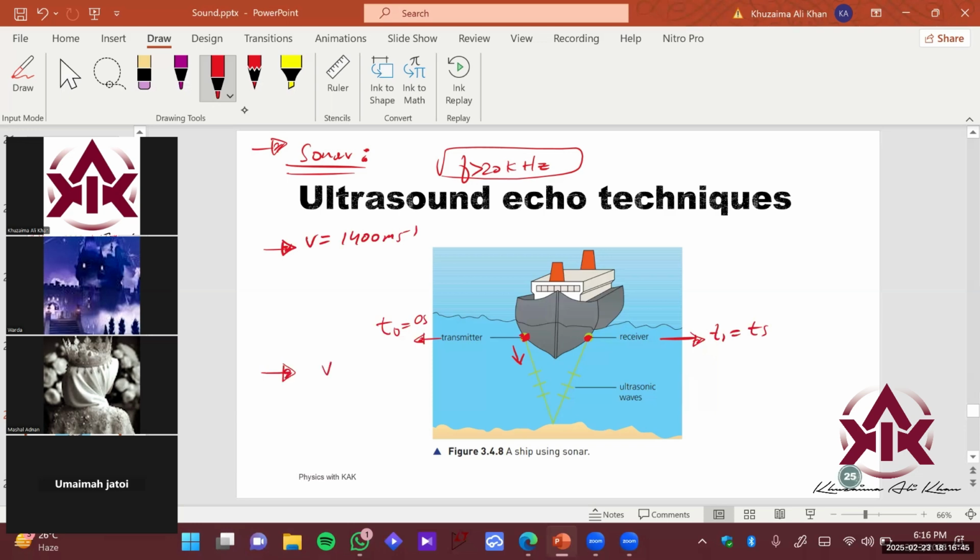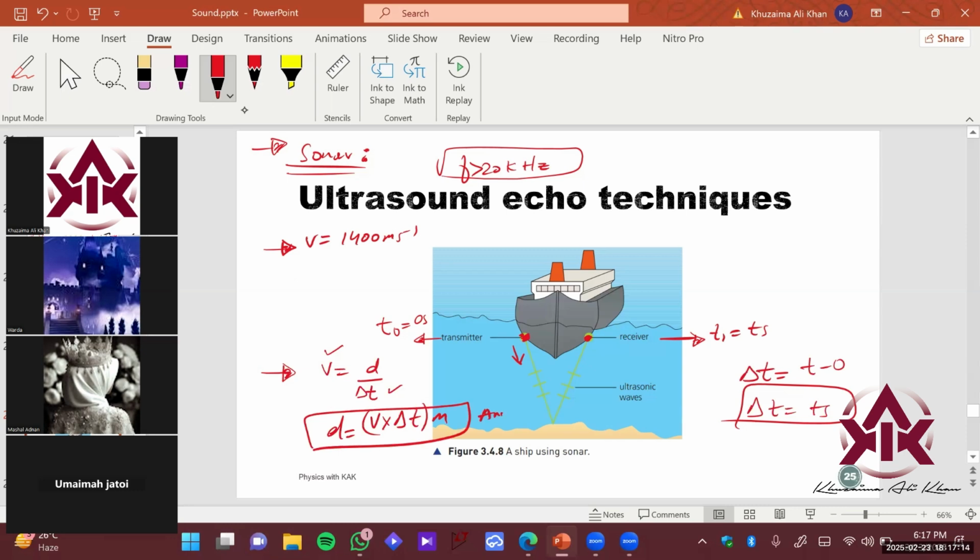How? Speed equals distance upon time, delta t. So delta t is the time taken for the wave to come back. That is going to be t minus 0, that is going to be t seconds, right? So if you know delta t and the speed of sound in water, you can find the distance below the ship. That is going to be speed into change in time, and it should be in meters, right? So that's how sonar is used in ships to detect the distance below the ship.